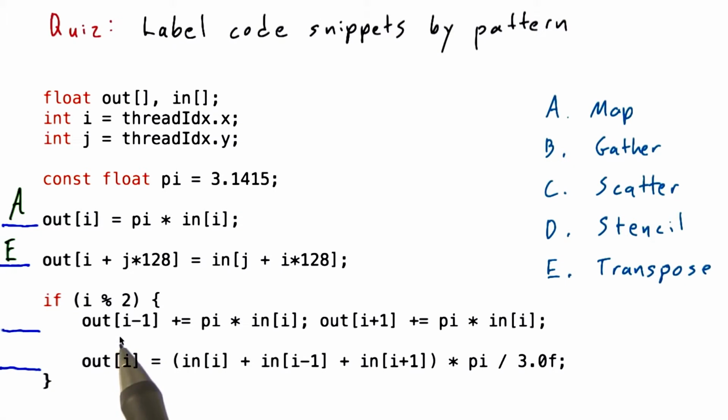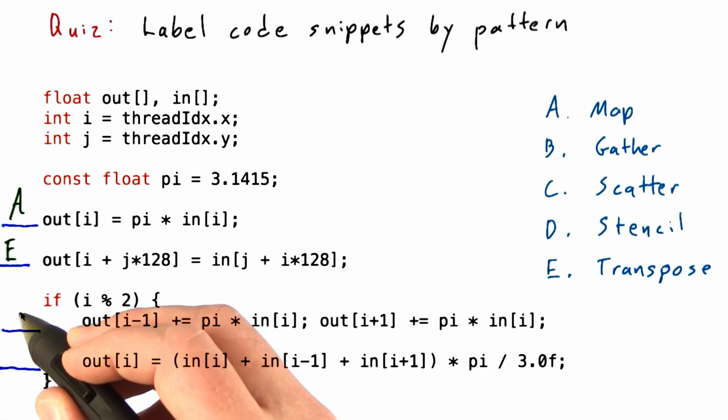Now if you look at the first one, the thread is taking the input at a given location and multiplying it by pi and placing that into a couple of different places in the output array. In fact, it's incrementing a couple of different places in the output array. So this would be a scatter operation. The thread is computing for itself where it needs to write its result.